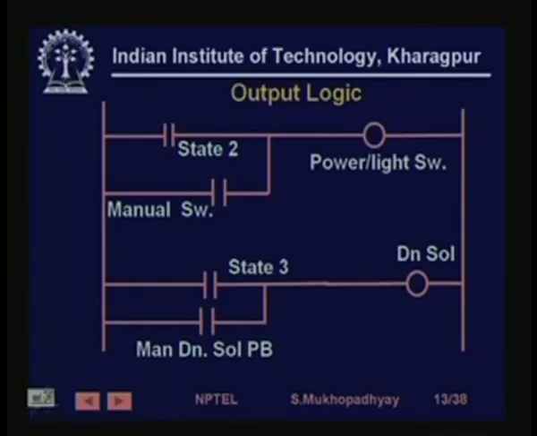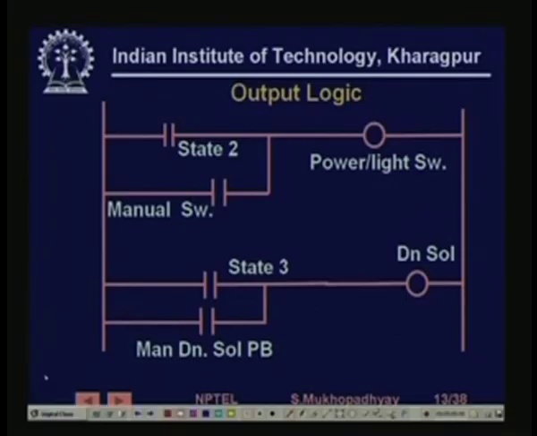Okay. So now next we will have the output coil, output logic. Output logic is very simple, especially in this case. The output logic says that if you are in state 2, then power light switch should be on, as we have given in our output table. The only thing is that look here, we have also added some manual switch. Sometimes we may need to check, we may need to do things manually also.